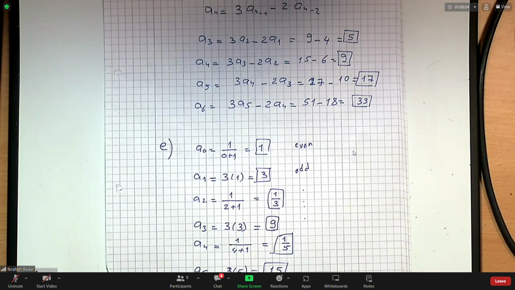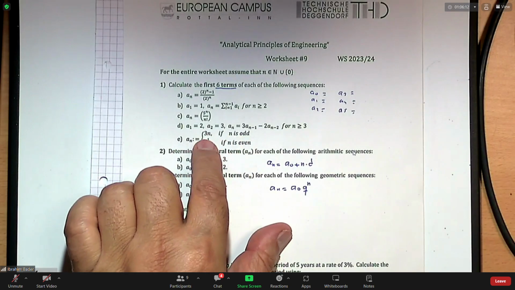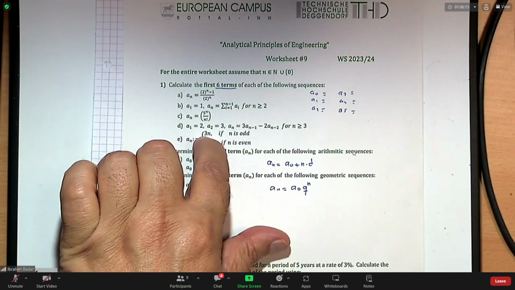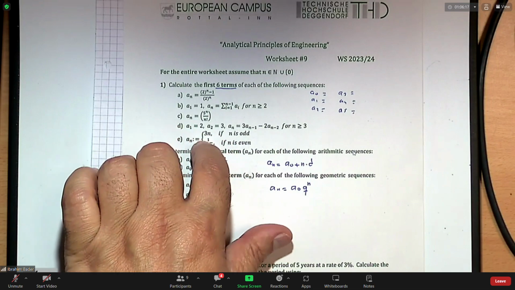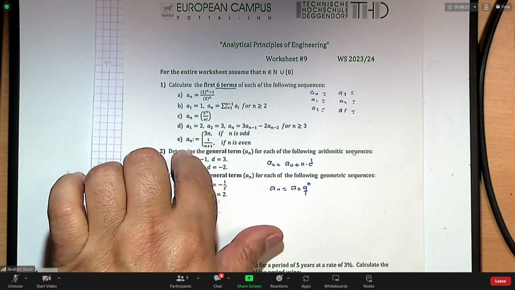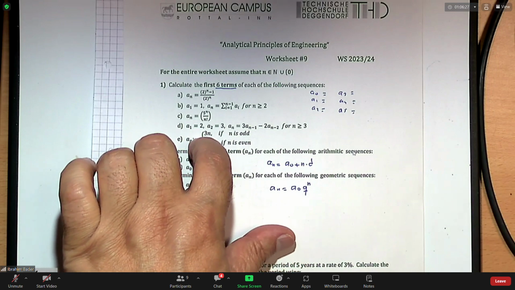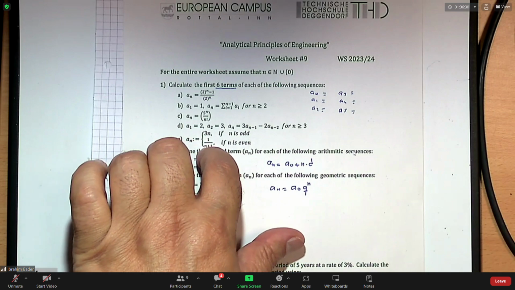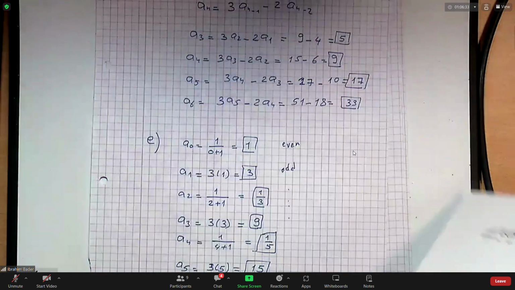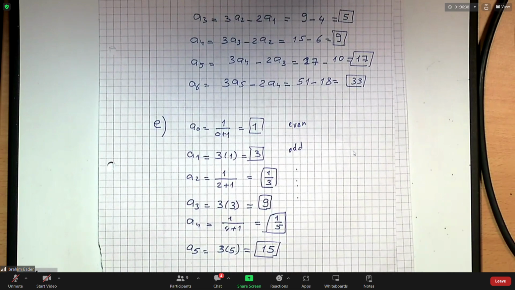Then you will be plugging in according to the formula here. So if, for instance, it's odd, then it's 3 times the number. So for instance, 1 is odd. So A1 is 3 times 1. A3 is 3 times 3, and so on. But if it's even, it's 1 over n plus 1. So at 0, it's 1 over 1 plus 0. At 2, it's 1 over 2 plus 1, and so on. So that's why you will be getting these values here for number E.